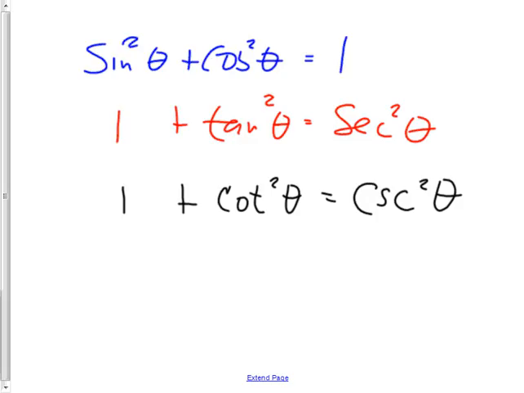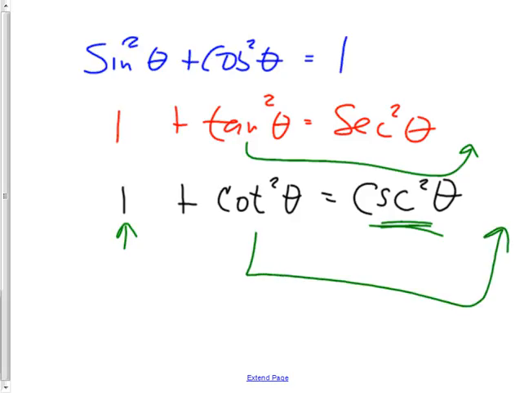Secant squared minus tangent squared. What just happened there? If you move this to the other side, it'll be minus tangent squared. Secant squared minus tangent squared is also equal to 1. Or I could see a 1 in a problem and replace it with, not cosine, cosecant squared, this one. If I got it alone, I'd move this over to the other side: cosecant squared minus cotangent squared.